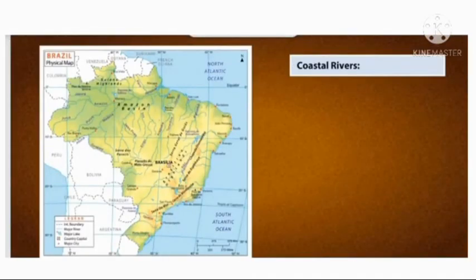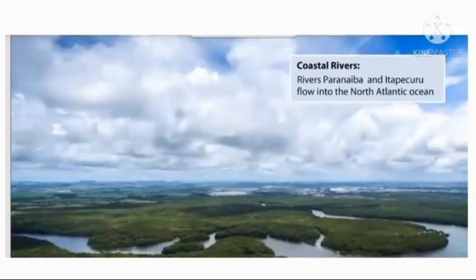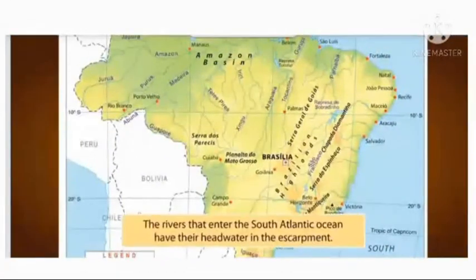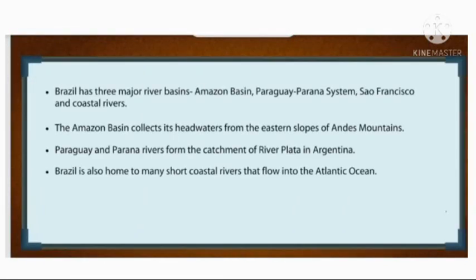Brazil has several short coastal rivers. The coastal areas are the most densely populated regions. River Paranaíba is an important source for River Parana. Itapecuru River also lies in northern Brazil. Both the rivers flow into the North Atlantic Ocean. The rivers that enter the South Atlantic Ocean have their headwater in the escarpment. River Puruguaco enters the Atlantic Ocean near Salvador town. Let's summarize what we've learned so far.